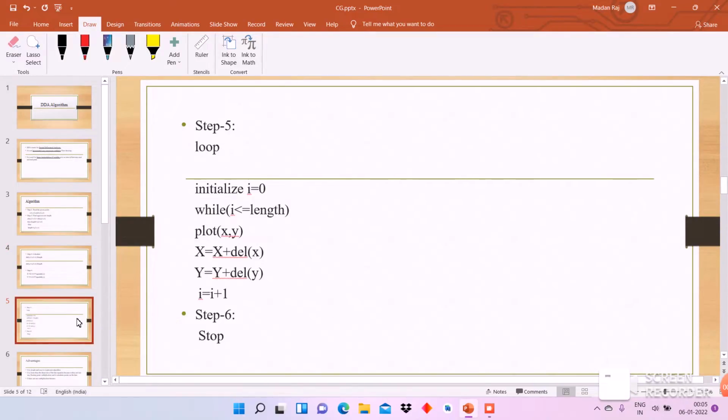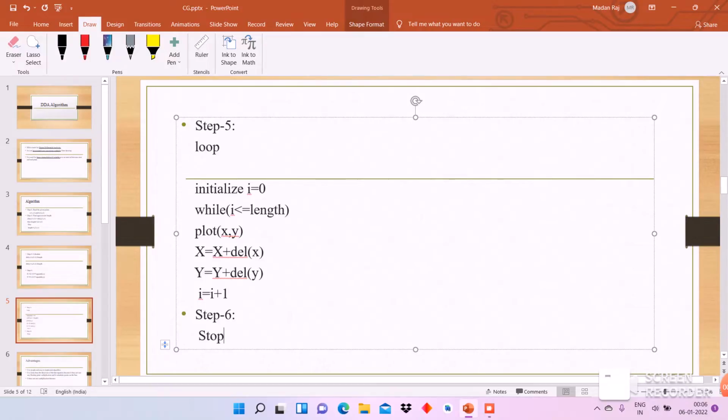We have to initialize i equal to 0. And then according to the condition that is i is less than or equal to length, we have to plot the values. We will get the point x comma y, and then x equals x plus del x, y equals y plus del y. The value of i will be incremented by 1. This whole loop will iterate as long as the condition is true, that is i is less than or equal to length. As soon as the condition becomes false, we end the algorithm. So this is nothing but the DDA algorithm.